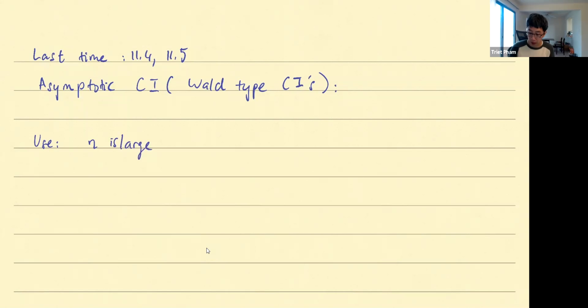So you cannot use this when n is small. It is an approximation. So in other words, the coverage probability will not be exact. There will be some error. So when we say 1 minus alpha, in these cases, we try to get as close to 1 minus alpha as possible, right? The larger the n, the closer to 1 minus alpha, but it's not going to be exactly 1 minus alpha.